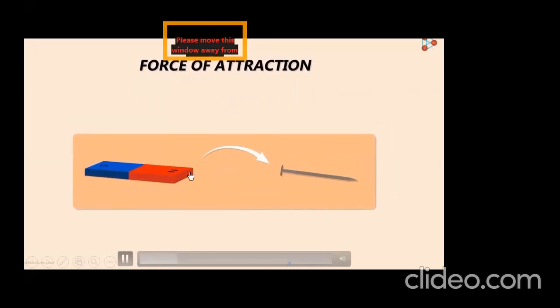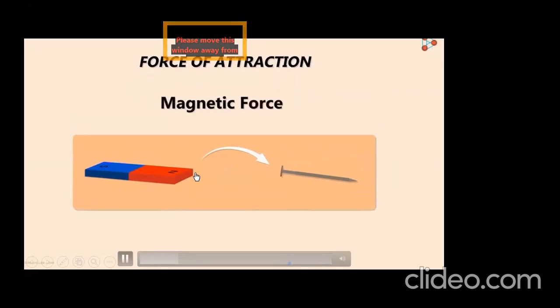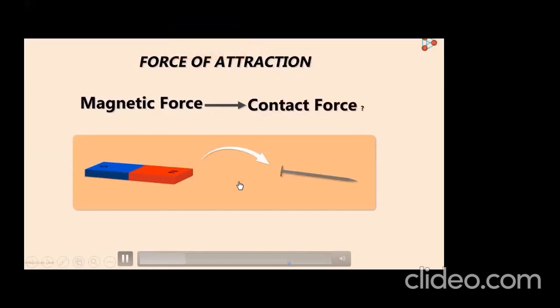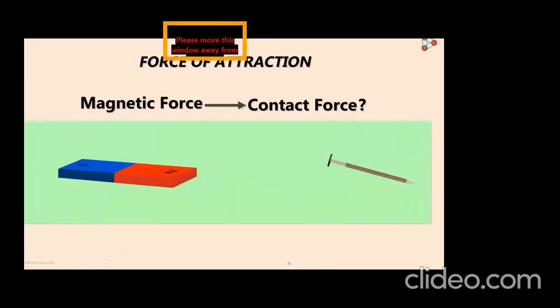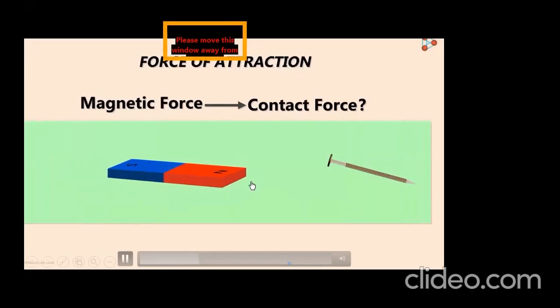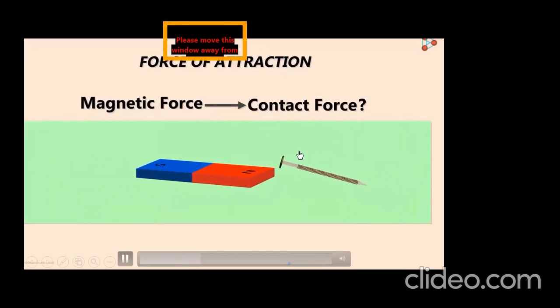Because the bar magnet produces a magnetic field where the magnetic force acts, when we bring the nail near the bar magnet, it attaches to the magnet due to the magnetic field and force of attraction. This is the non-contact force. This is not the contact force. Okay, this is the non-contact force.